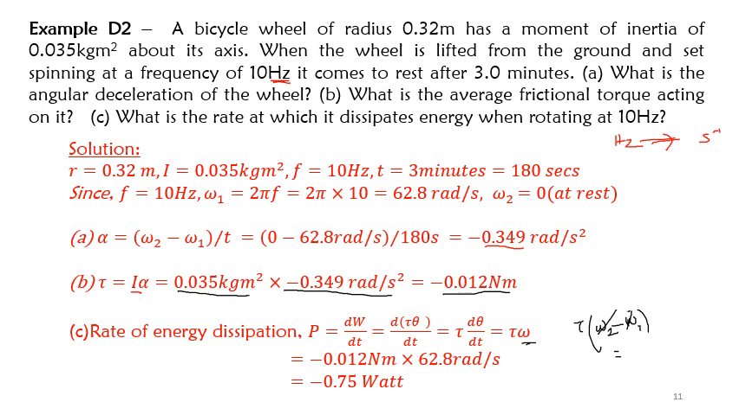Okay, so in this case, tau is minus 0.012 Newton meter. That is the frictional torque, and the angular velocity is 62.8 radian per second. If you do that, you have minus 0.75 watts, and that is the rate of energy dissipation. Negative shows that it is losing 0.75 joules of energy every second. That's what it means. That's why it comes to a stop.